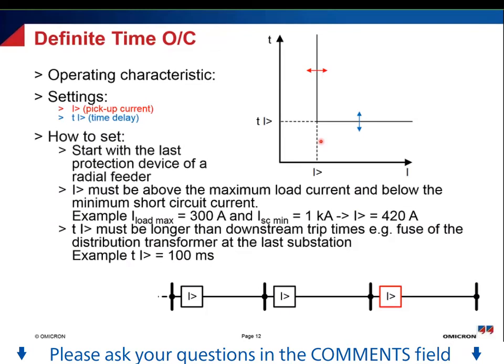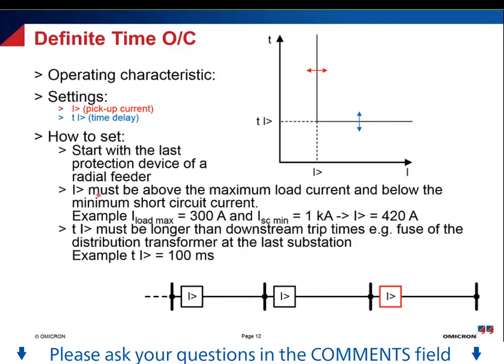So now the question is, how do I set such a definite time overcurrent protection? Let's have a look at a radial feeder, which is shown here. For the beginning, for the setting of the first relay, you start with the last protection device of this radial feeder. So you have a look at this protection device here. This is what we want to focus on. So now we must define settings for this pickup current and for the time delay.